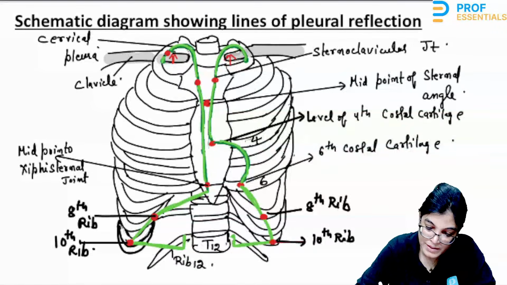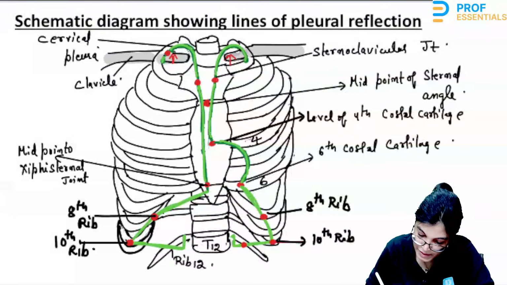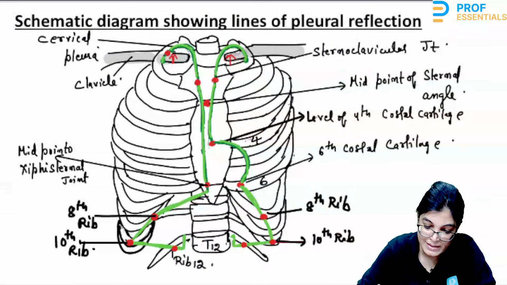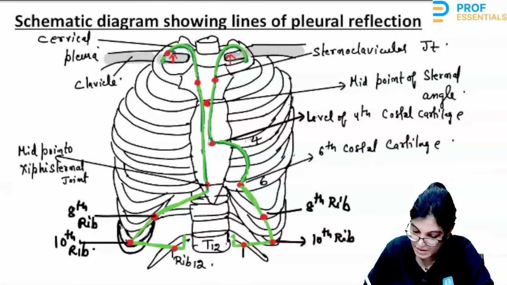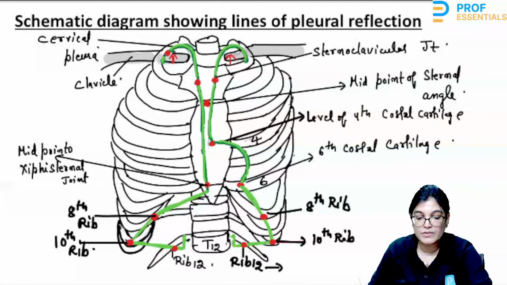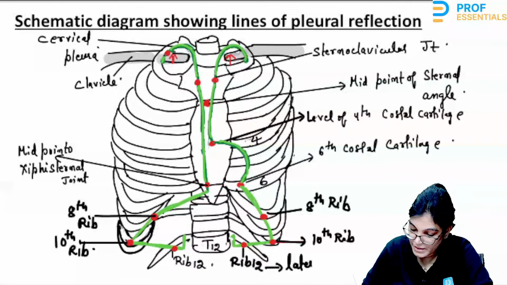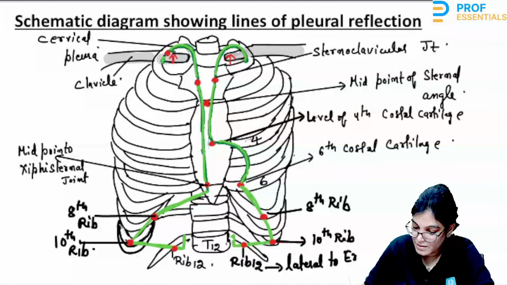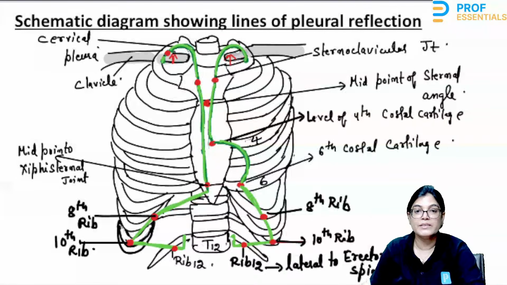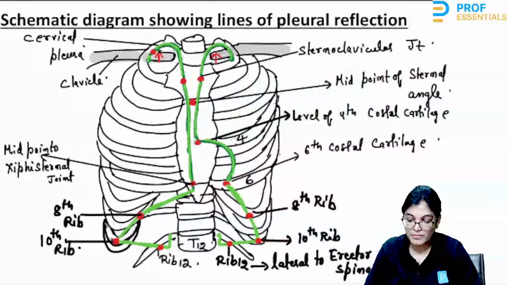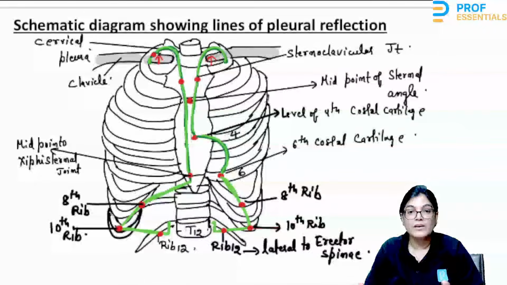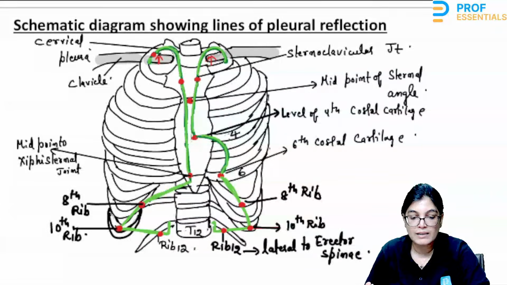So 12th rib point also you can mark here. This is the 12th rib point. This is lateral to erector spinae muscle. This is rib 12 and it will be lateral to erector spinae muscle. Got it? Lateral to erector spinae muscle. Got it, my dear students? So we are done with this.